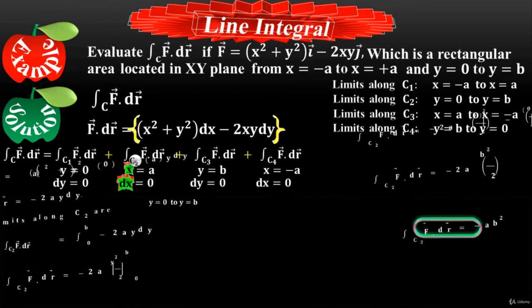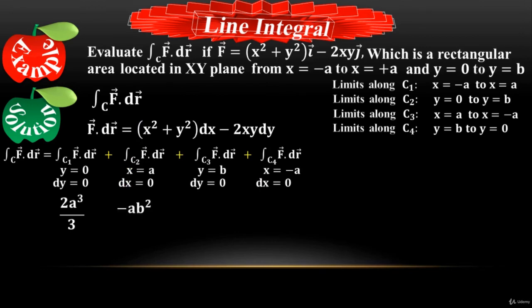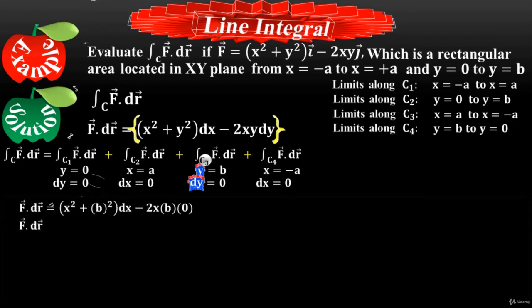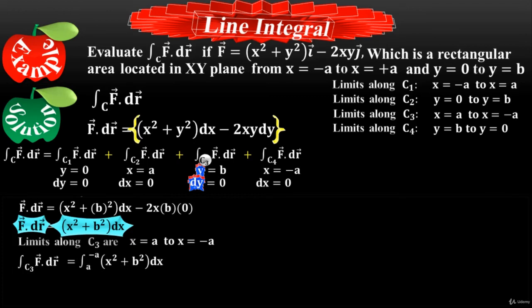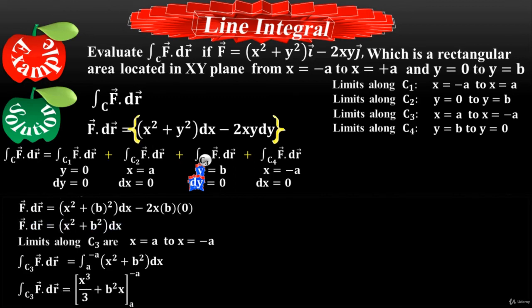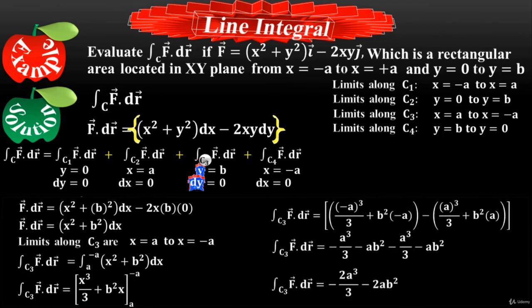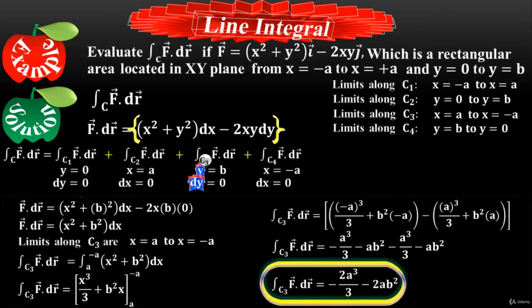Just put minus a times b squared under C2. Now take C3, where y equals b and dy equals 0. Substitute y equals b and dy equals 0 in this equation to have (x squared plus b squared) dx. The limits along C3 are x equals a to x equals minus a. Take integration on both sides. The integration of this term is actually the integral over C3. And take integration on the right side with the limits x equals a to x equals minus a. Take the integration of x squared plus b squared to have x cubed over 3 plus b squared x. Distribute the limits to finally have the value minus 2a cubed over 3 minus 2a times b squared. This is the final value for C3. Just put this value under C3 here.